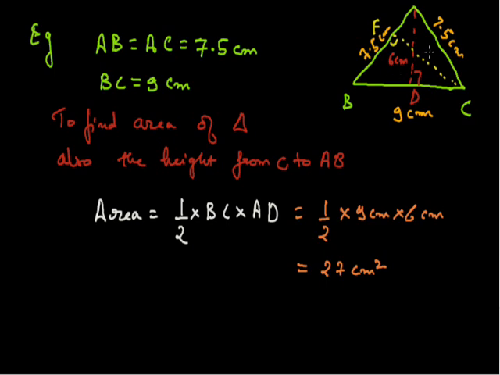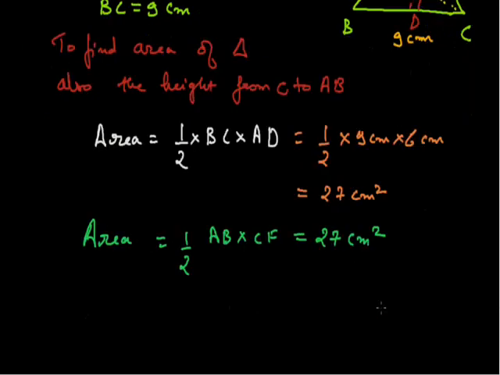Now we have to find the altitude from C to F. Here we have to remember the concept that whatever side or corresponding base we take, the area comes out to be the same. Now if instead of taking BC as base and its corresponding altitude AD as height, I take AB as base and CF as altitude, then also the area of the triangle will remain the same, that is 27 centimeter square.